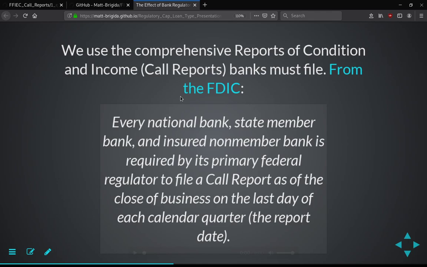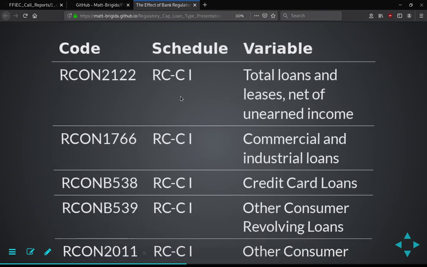Every FDIC insured institution has to file call reports. So these are financial statements, but they are much more detailed. So what we can get is the amount of derivatives, interest rate swaps. We can get ATM fees. We can get quite a bit, and I'll go through a little bit of what I use in this analysis.